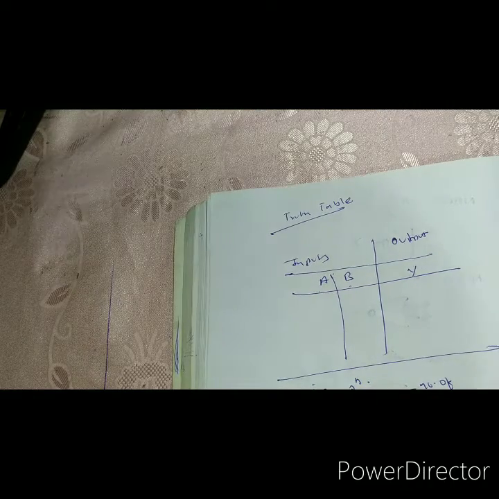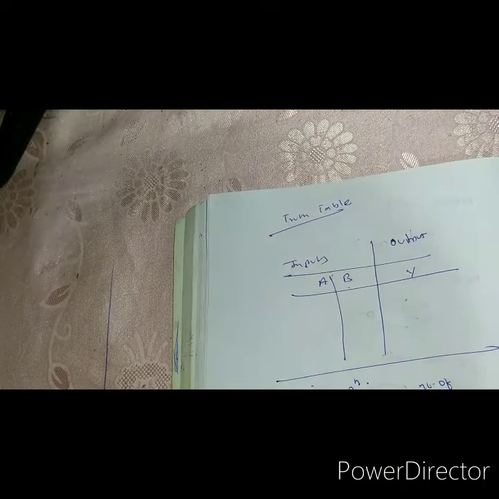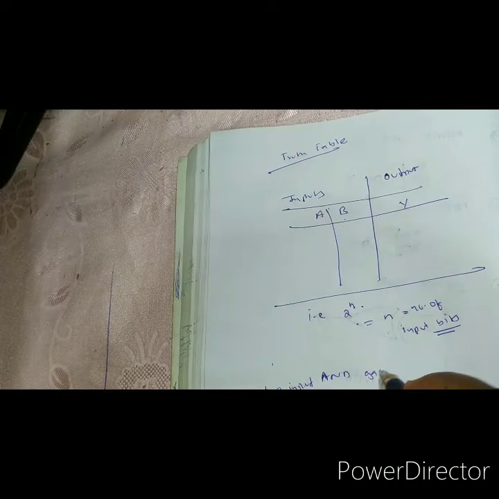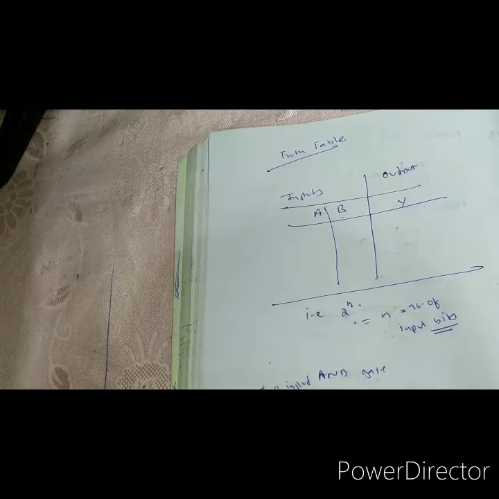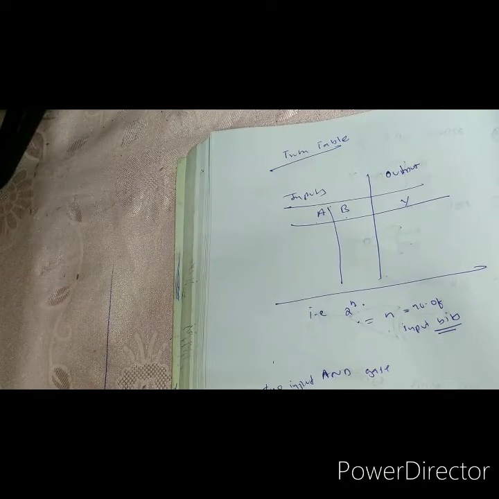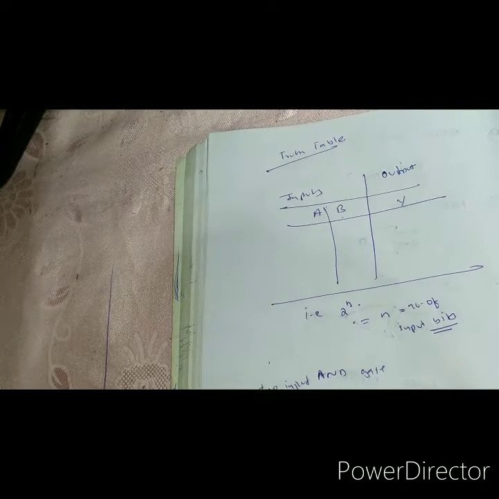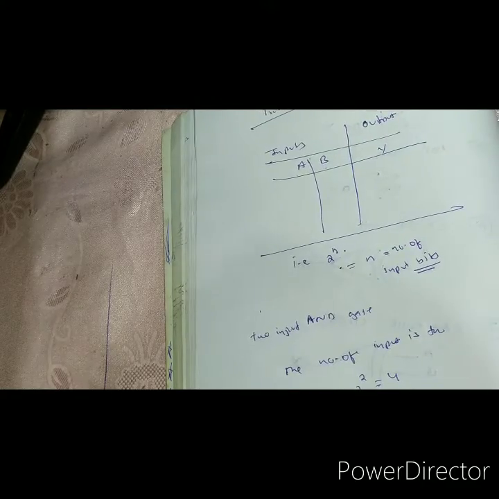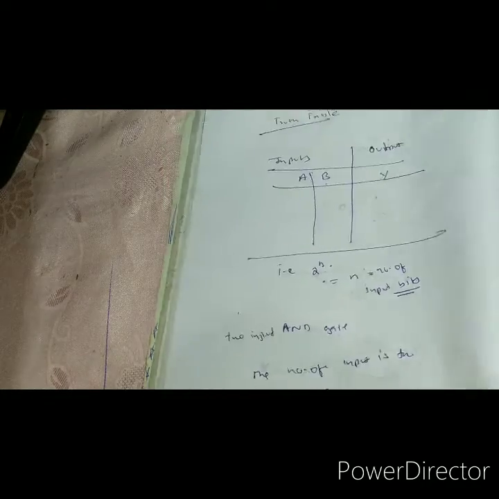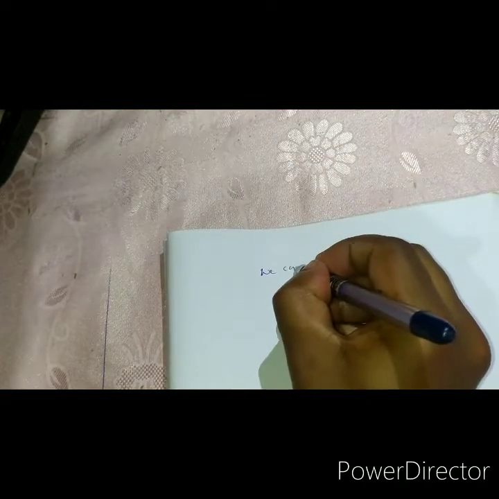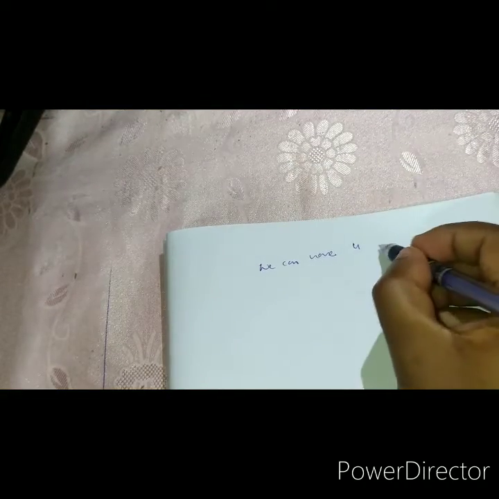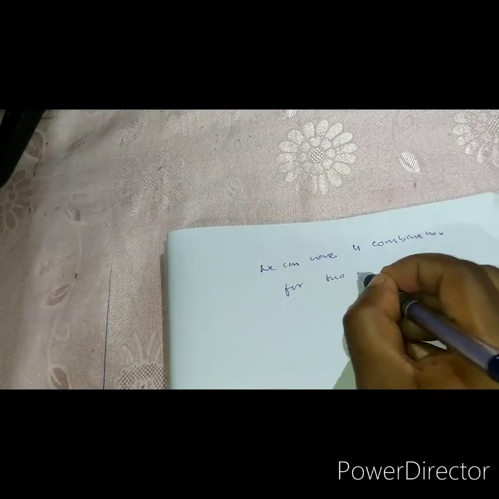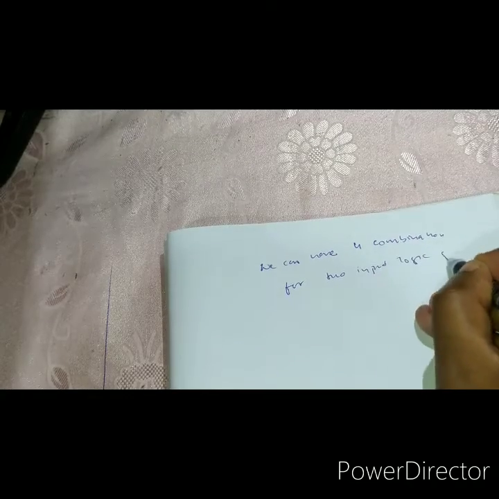For example, if we are taking a 2 input AND gate, then the number of inputs is 2, so 2 to the power n, which is 2 to the power 2, which is 4. So we can have 4 combinations for a 2 input logic gate.